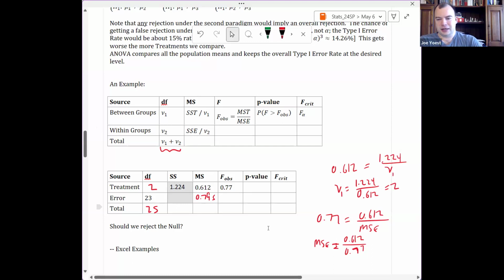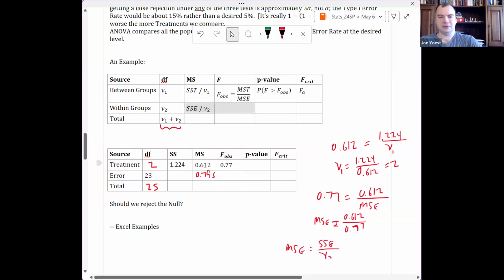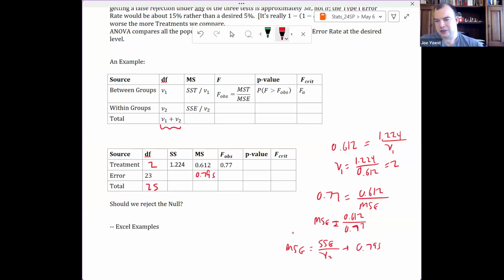I know that MSE is SSE over nu 2. That is just this formula. So I know that MSE is 0.795, and that's going to be SSE over nu 2, which is 23. Or SSE is 0.795 times 23. And again, I'll just do that off screen here really quick. That's about 18.3 or so.